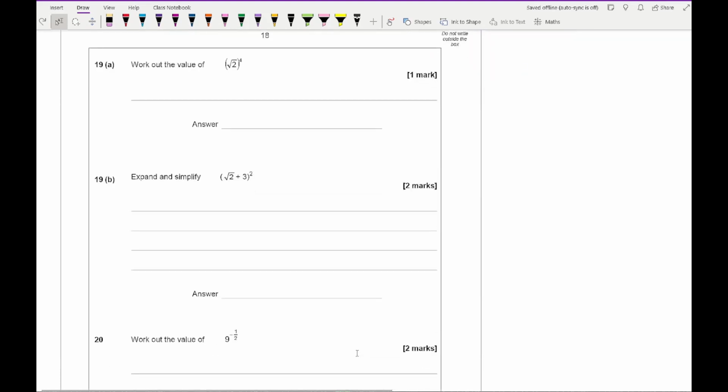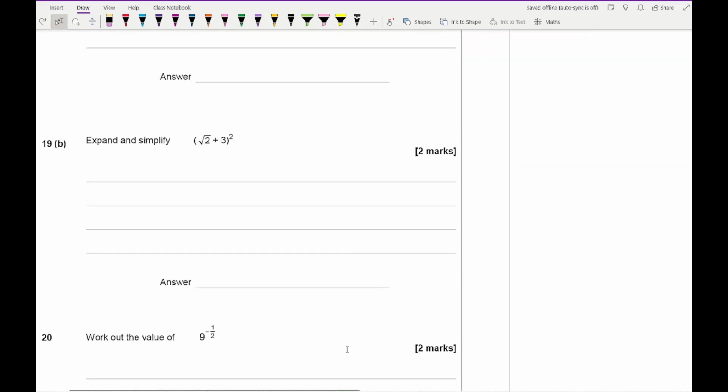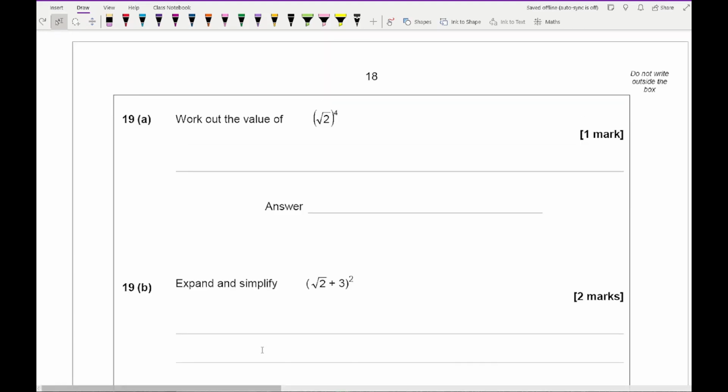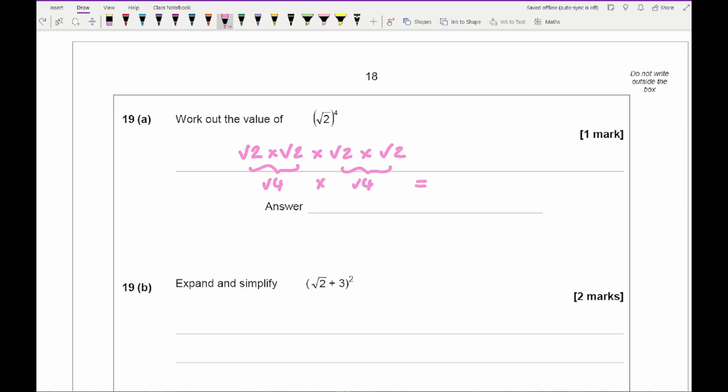Moving on to question 19. Oh, we can zoom in a little bit. So let's, there we go. It says work out the value of root 2 to the power of 4. So this is going to be root 2 times root 2 times root 2 times root 2. This gives me root 4, this gives me root 4. And as we know, root 4 is 2. So it's 2 times 2, which gives me an answer of 4.